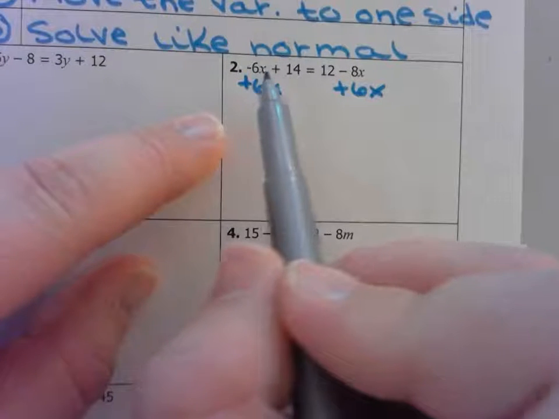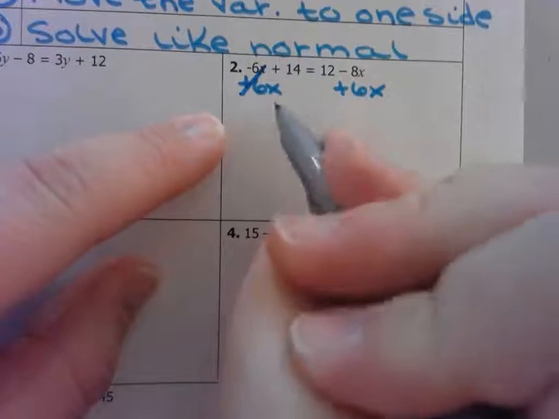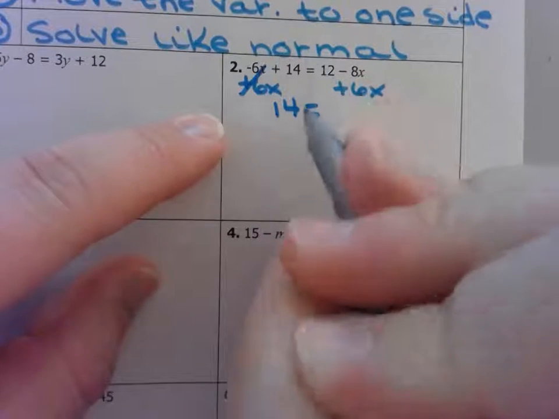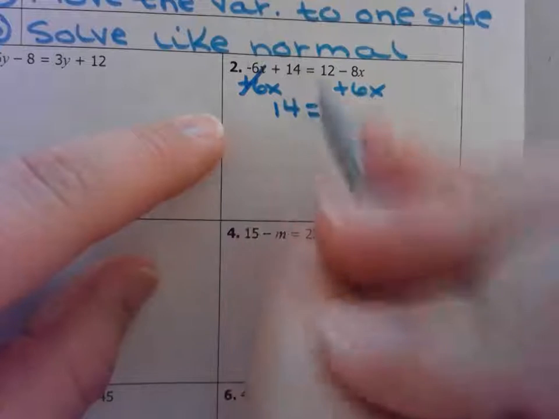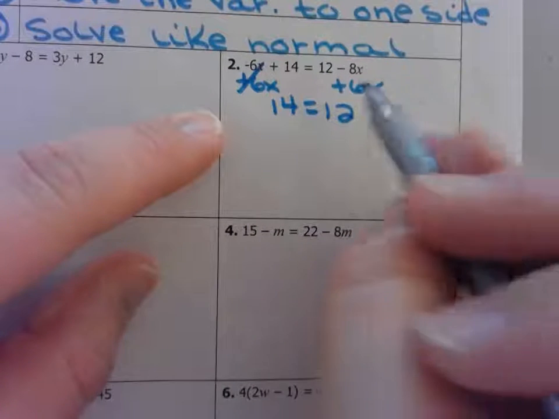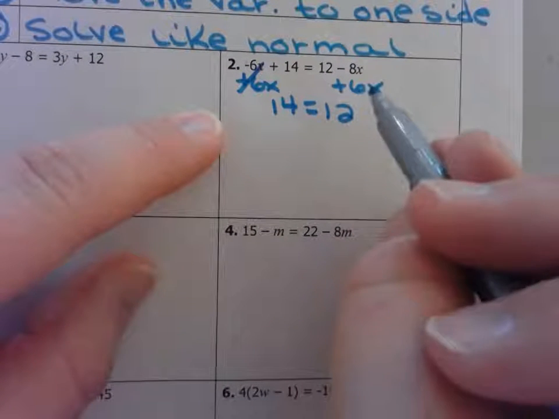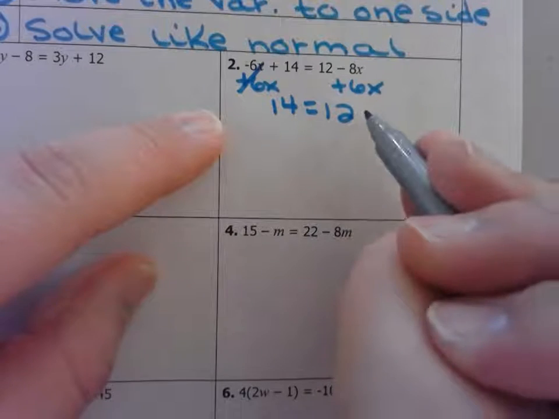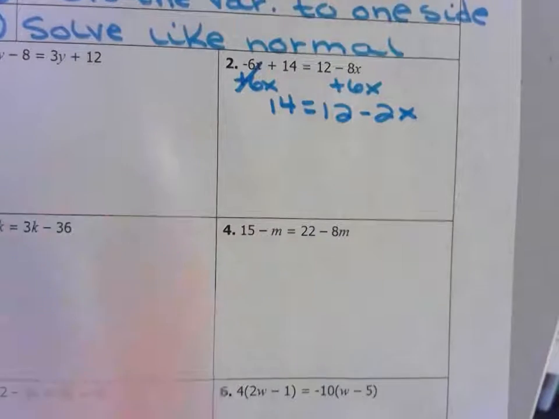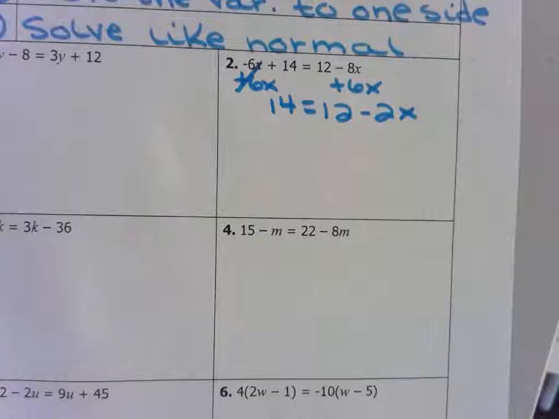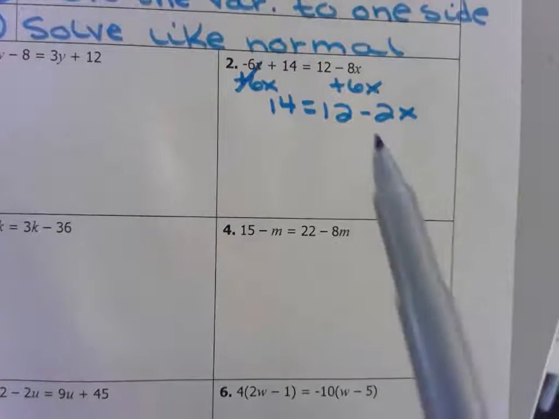So, negative 6x plus 6x is gone. I have a 14. I have an equal sign. I'm literally just bringing it straight down. I have the 12. And then what is negative 8x plus 6x? Negative 2x. Okay? Start from the left. With these, it is important. Bring down what you have, and then the negative 8x plus 6x becomes a negative 2x. Now I have a two-step equation that we know how to do.